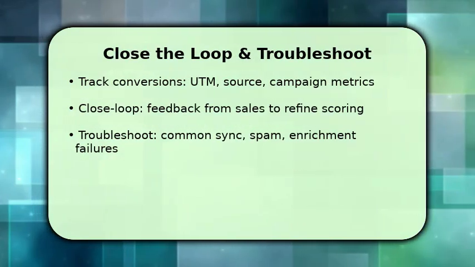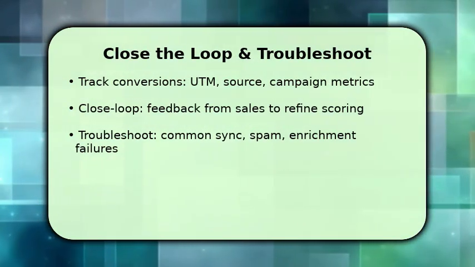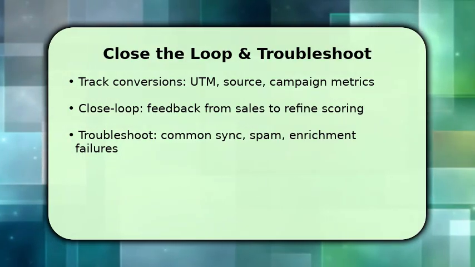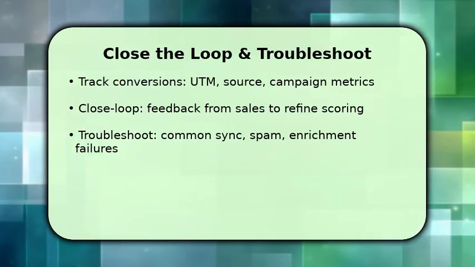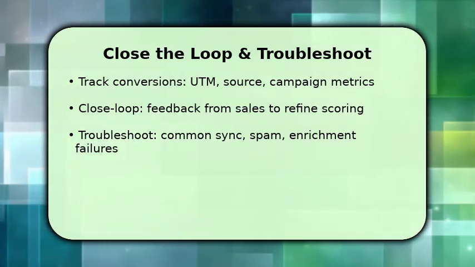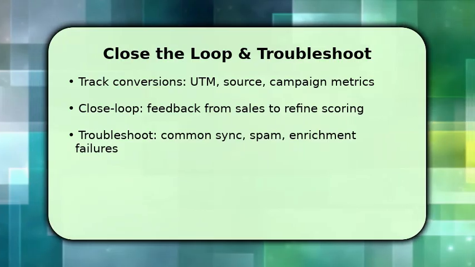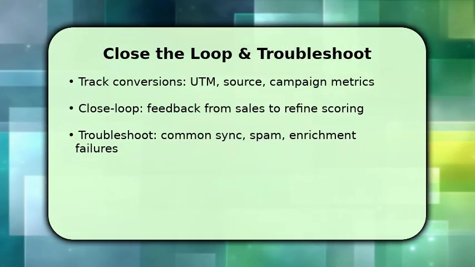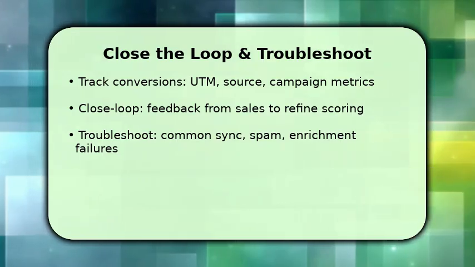Finally, close the loop by tracking conversion back to source with UTMs and campaign tags so you know what works. Once done, collect sales feedback weekly to recalibrate scoring and update ICP filters. This creates continuous improvement. If data stops appearing, check API quotas, field mapping, and dedupe rules first.